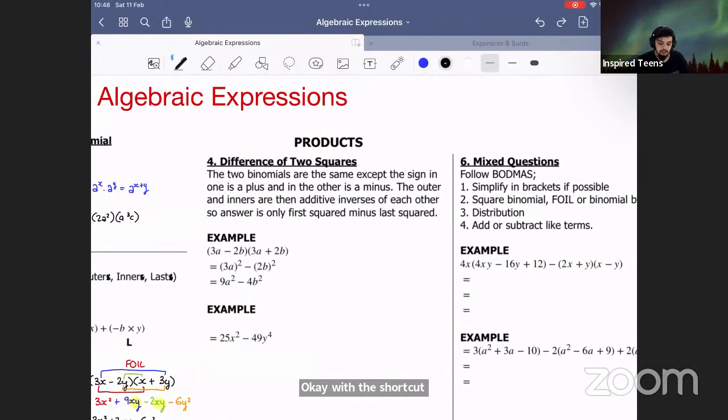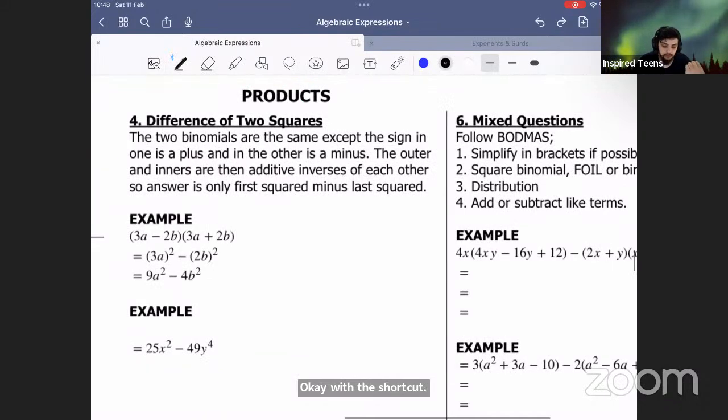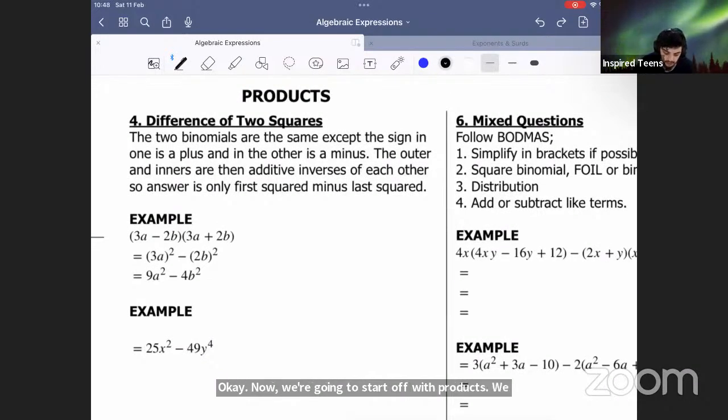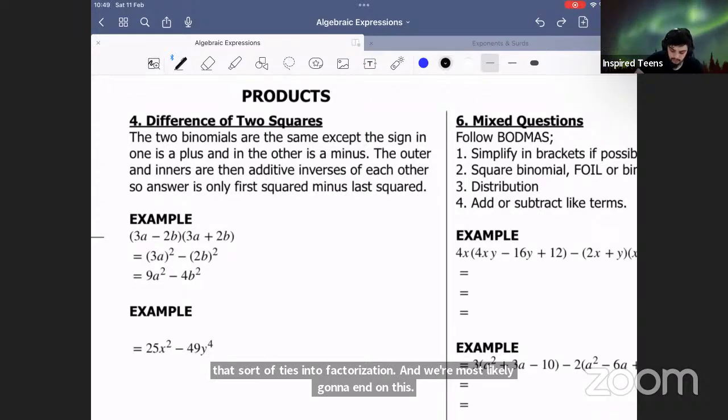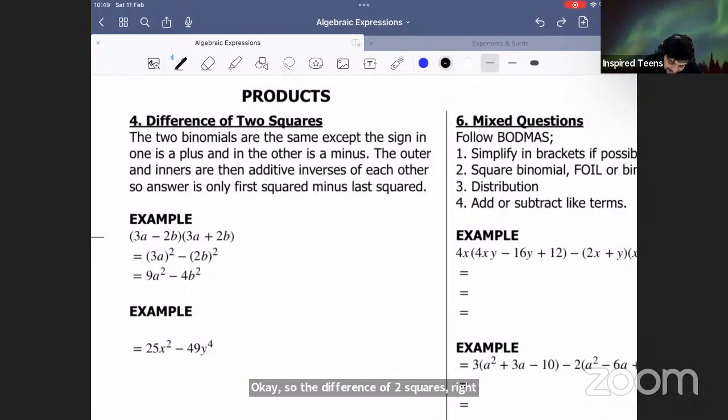Okay, now we're going to start off with products. We are going to start off with the difference of 2 squares. That sort of ties into factorization. And we're most likely going to end on this. So the difference of 2 squares, right? The 2 binomials are the same except the sign in one is a plus and the other is a minus, the outer and inner sides.